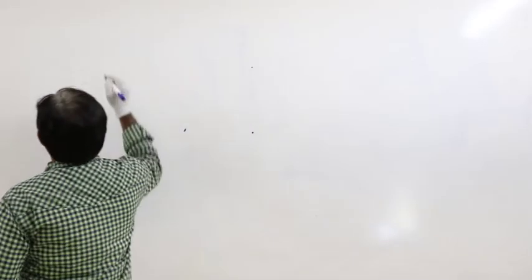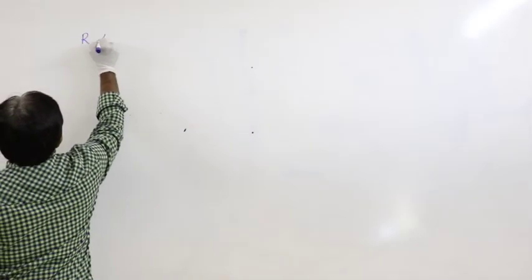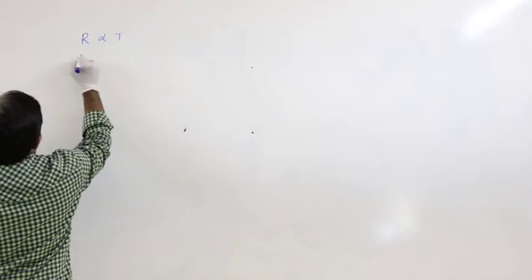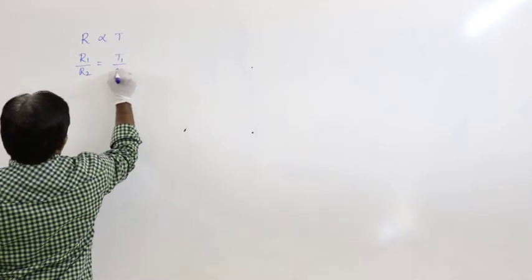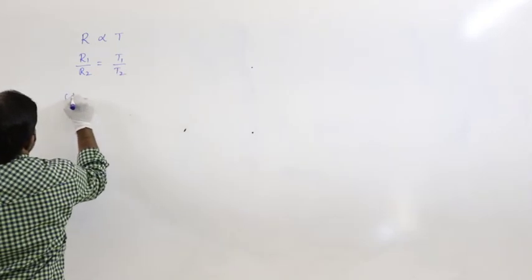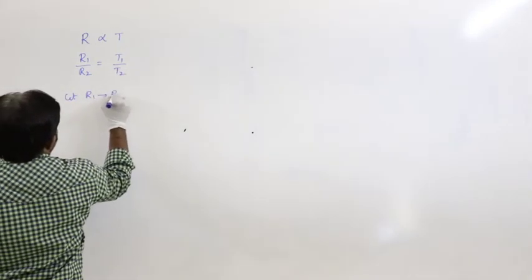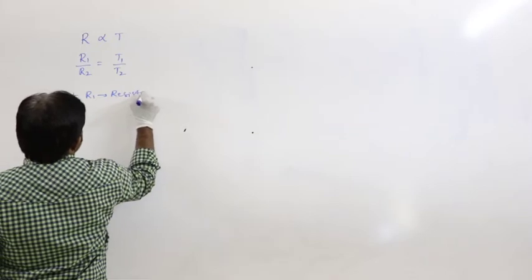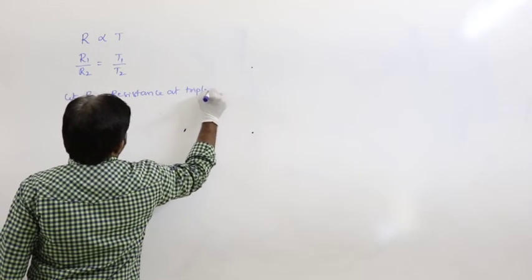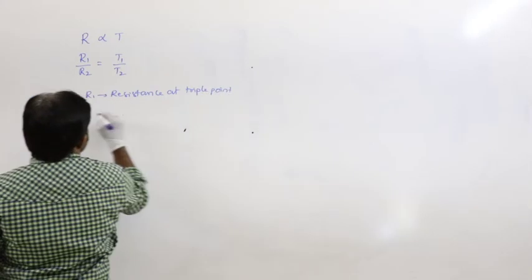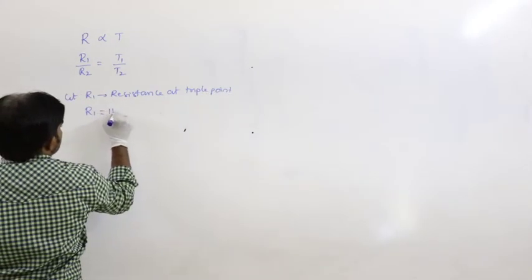Here the condition is that resistance is directly proportional to temperature. So R1 by R2 is equal to T1 by T2. Let R1 be the resistance at the triple point, that is given as R1 is equal to 11 ohms.